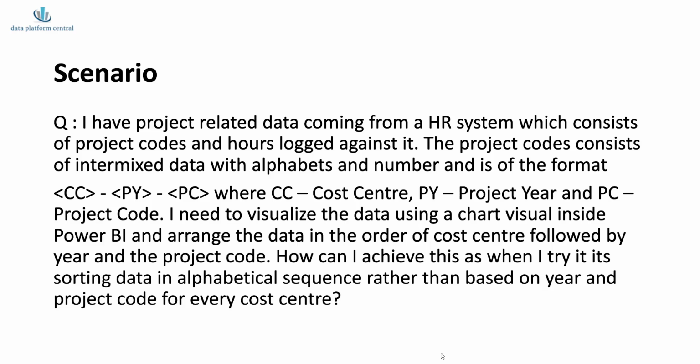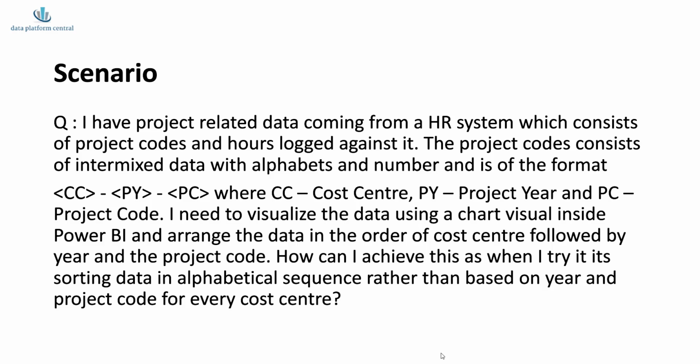So when you have such data which is coming intermixed, and when you try to sort based on it, obviously it will by default undergo alphabetical sorting. So what happens is that when you want to sort based on the parts of this data separately, like first sorted by cost center, then the project year, and then the project code, it might not work properly. So the question is how you can handle such cases whenever you are using this kind of data inside the chart visuals in Power BI.